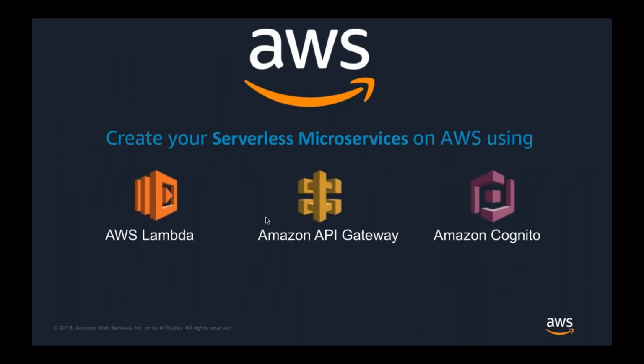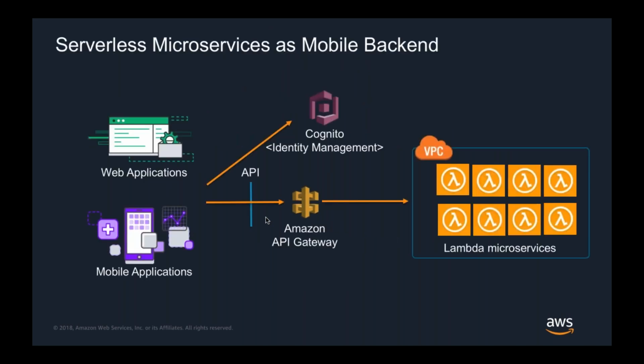So the 3 primary services I want to highlight to start with form really the basis for building serverless microservices on AWS. You, of course, can use the technologies that you like, but these 3 bring specific benefits that I'll highlight here today.